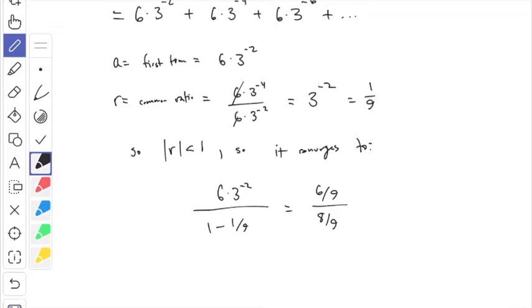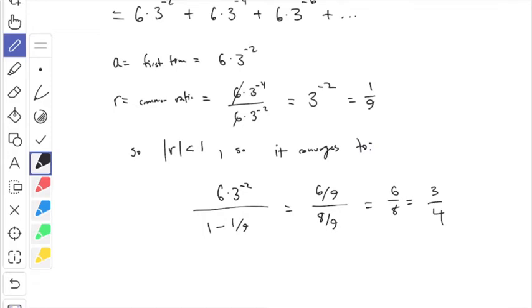I am just simplifying fractions here, right? 6 over 9 divided by 8 over 9. The over 9s will cancel, and I get 6 over 8. In other words, 3/4. That's the answer to this series. That's what it adds up to. All right? This is how we do it.